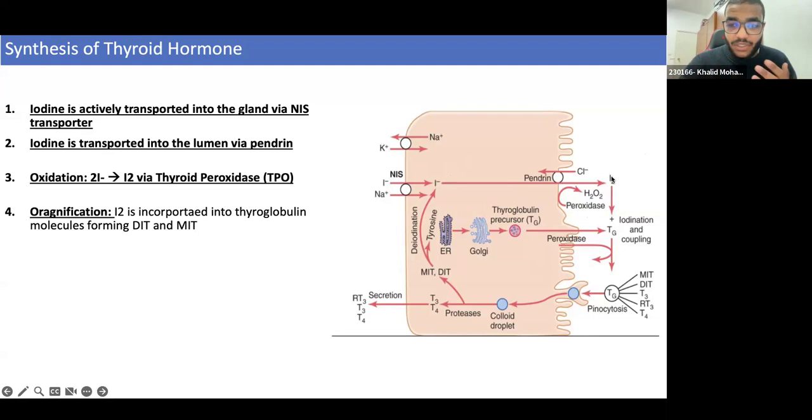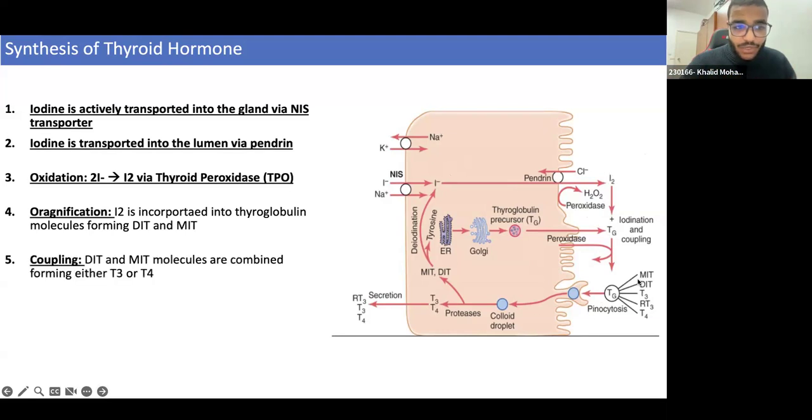And once I2 is added to thyroglobulin molecules, which basically holds a lot of tyrosine amino acids together, you form MIT and DIT, which is monoiodotyrosine and diiodotyrosine. And then these two are joined or coupled to form either T3 or T4. So if an MIT and a DIT were joined, they'd form a T3. And if a DIT and a DIT were joined, they'd form T4.